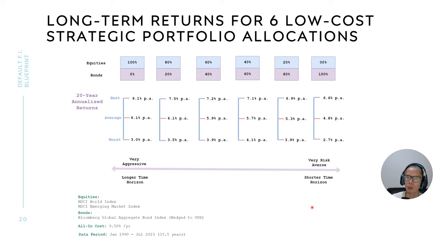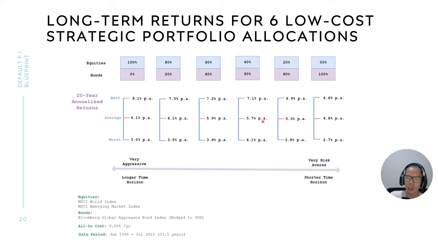Long-term returns over here, like I've shown in these slides: if we have different allocations of equity and bonds, these are 20-year annualized returns. You can see that there's a range. Returns are always going to be a range, even if we're talking about 20 years.